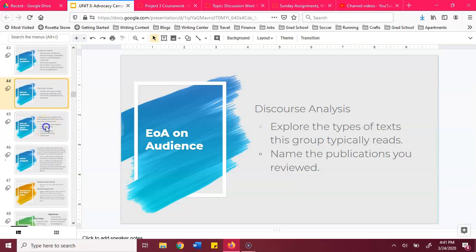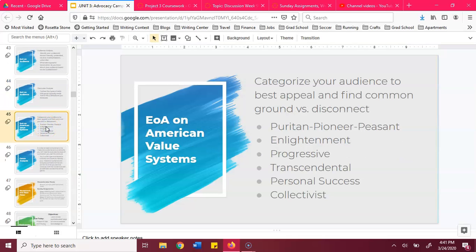The second selection from your textbook is the American value system. So you have a lot of different options in this. Being able to identify your audience based on these values, whether or not they're American, can start to help you find common ground or where you have a disconnect.